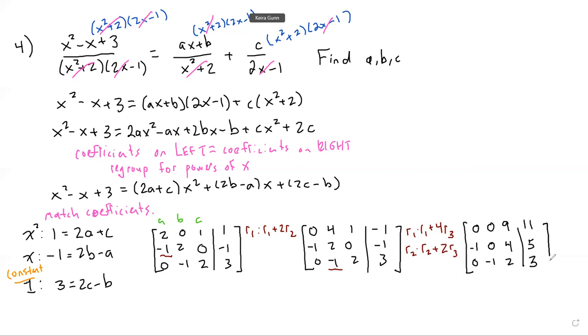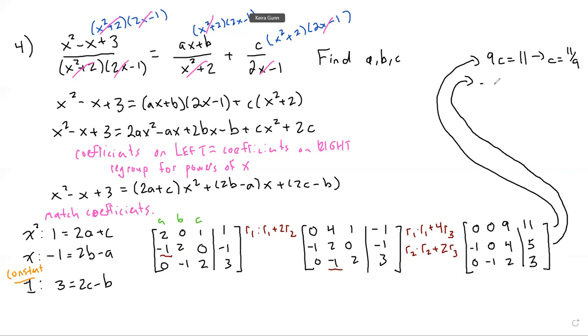And so I should be able to go ahead and solve. If I take this first equation, this tells me that 9c equals 11. Therefore, c is 11 over 9. Now if I take the next equation, this tells me -a plus 4c is 5. So -a plus 4 times 11 over 9 is 5. I believe that should solve to give us a is -1 over 9, if I'm not mistaken.